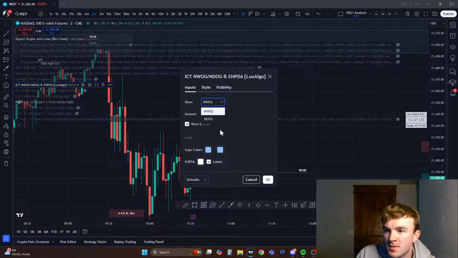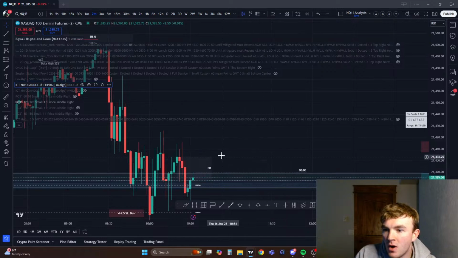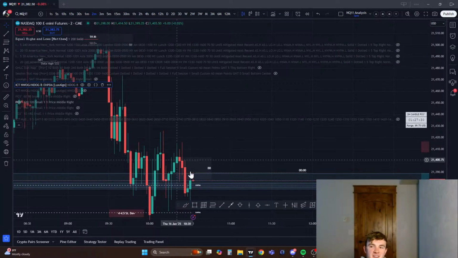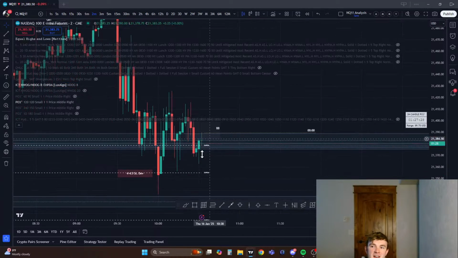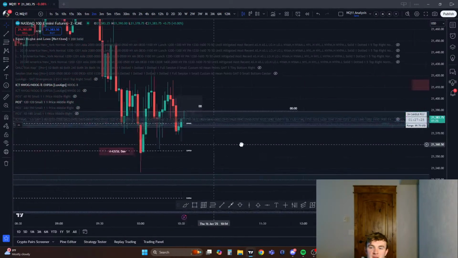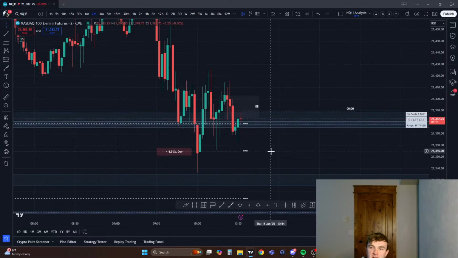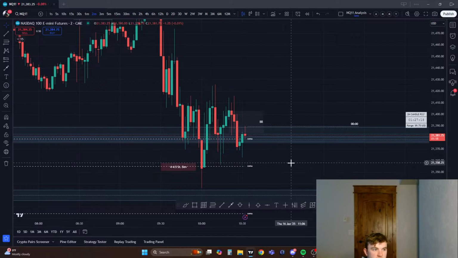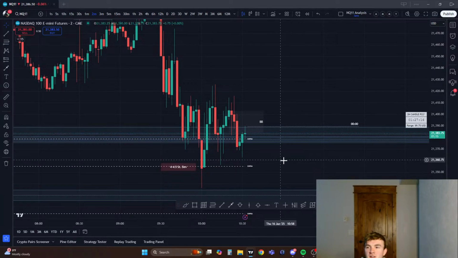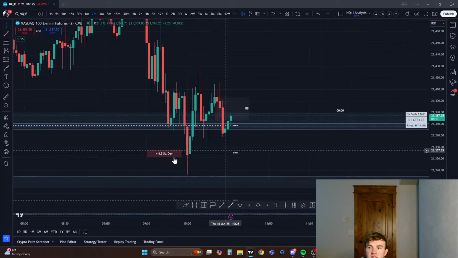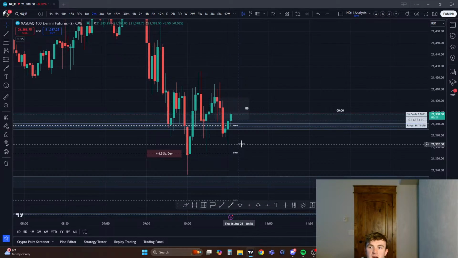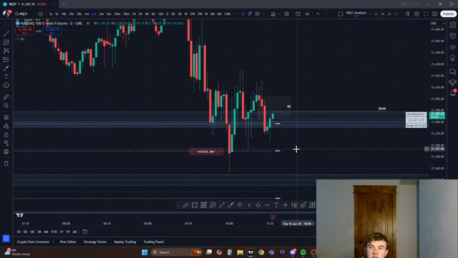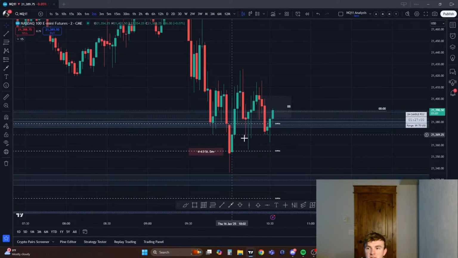Going to switch to new day opening gaps. Oh, that makes a lot of sense now. We are at this new day opening gap. That's why it's acting so weird. There's a good chance that we are just backtesting this new day opening gap right now, and then rejecting midnight, and then possibly expansion lower. I don't know though, not super obvious right now.